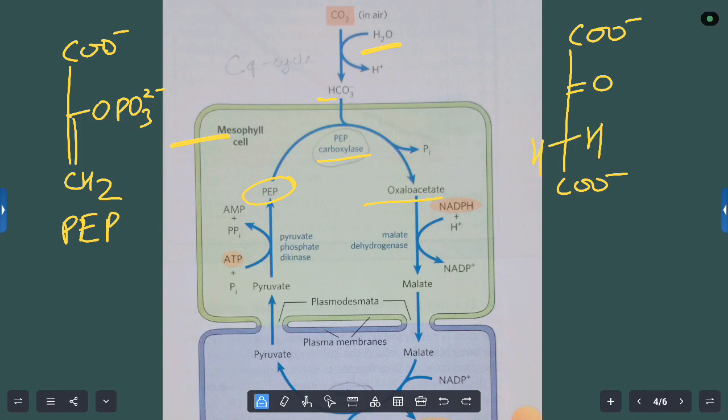This carbon dioxide is added here in the form of another carboxylic group. So phosphoenol pyruvate is converted into oxaloacetate, oxaloacetic acid, and inorganic phosphate is released here. This reaction is catalyzed by PEP carboxylase. Now oxaloacetate is converted into malate.